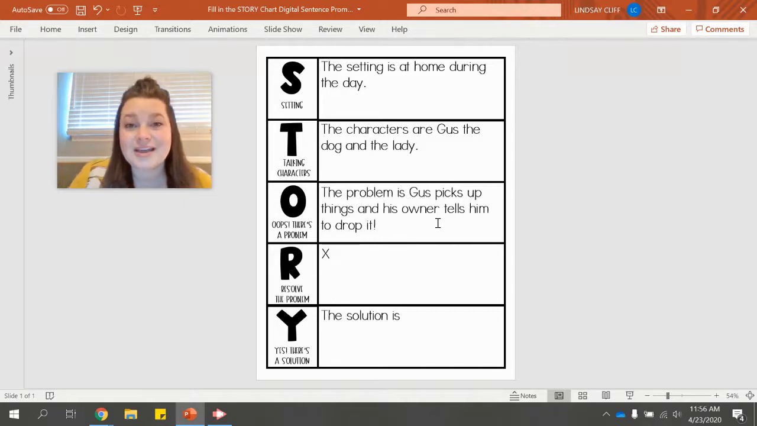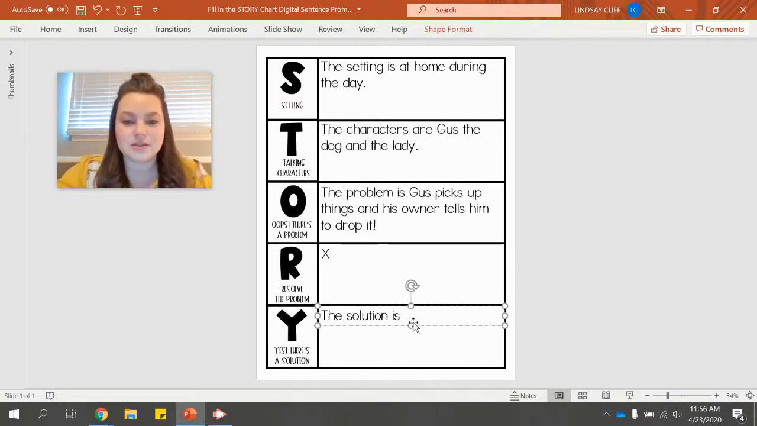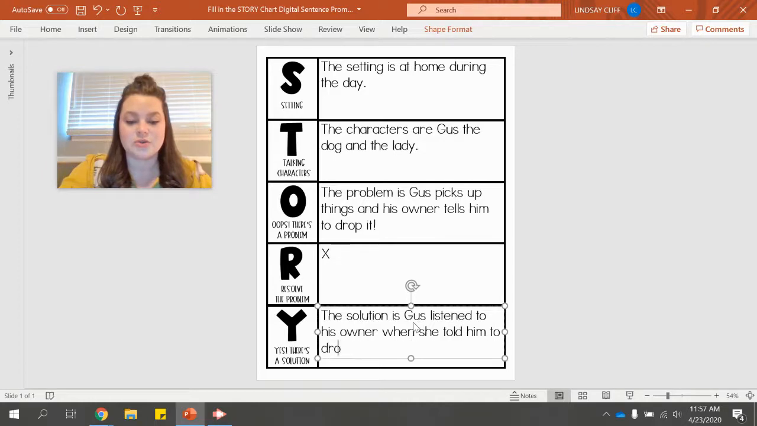So the problem got solved because Gus listened to his owner and he dropped it when she said to, right? And then at the end, she was patting him on the head, telling him he was a good boy for listening, right? So I'm going to write the solution is Gus listened to his owner when she told him to drop it.